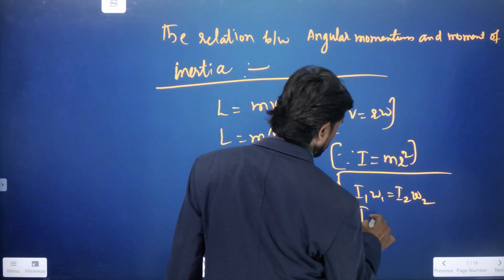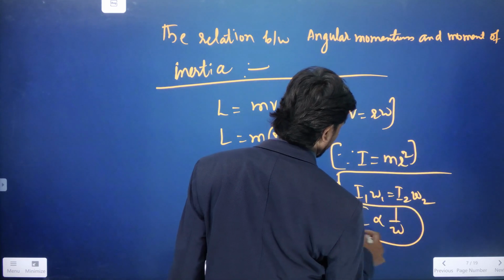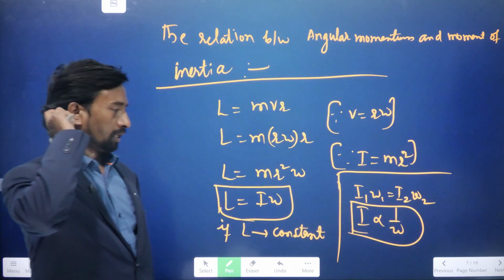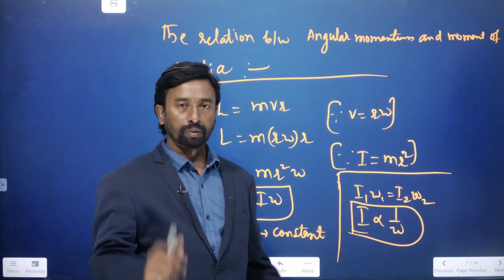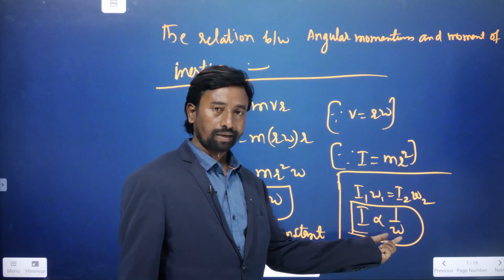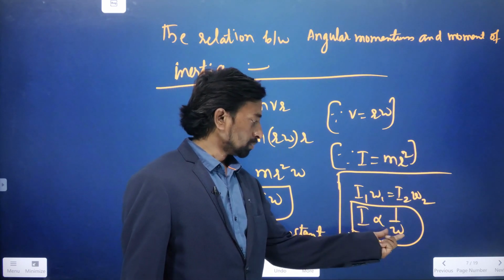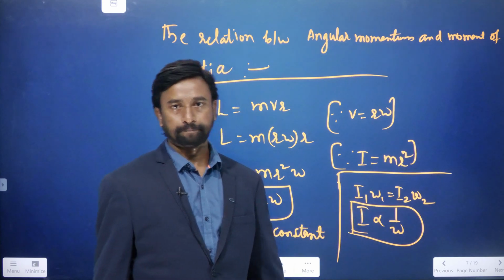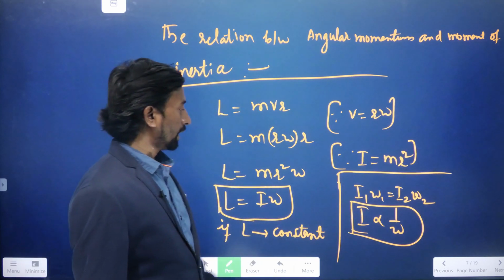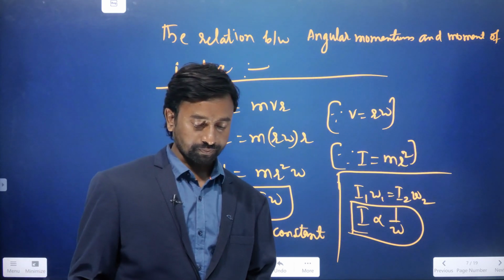The moment of inertia is inversely proportional to the angular speed of the body. That means if the angular speed is greater, the moment of inertia will decrease, and if the angular speed is lesser, the moment of inertia will be greater. That is the relation between linear momentum and angular speed.